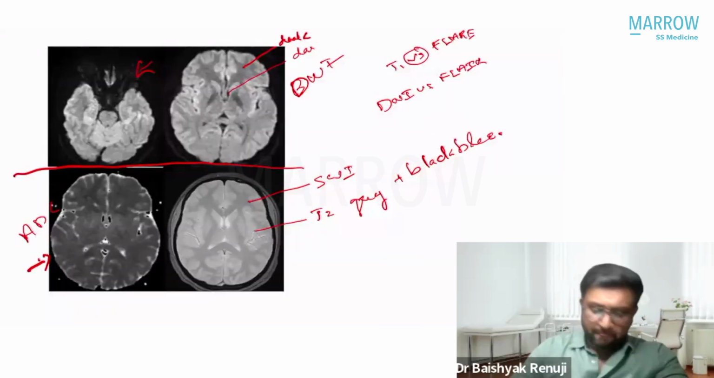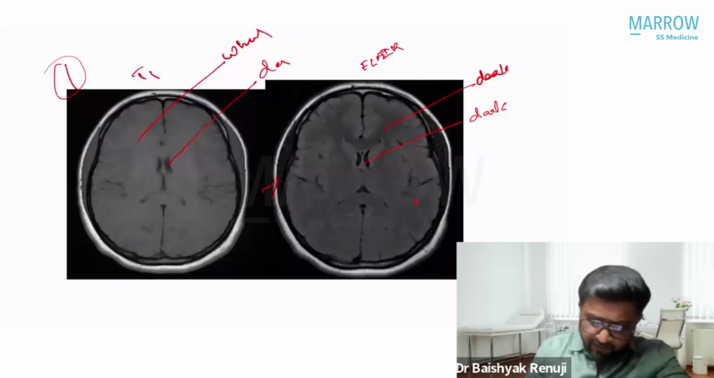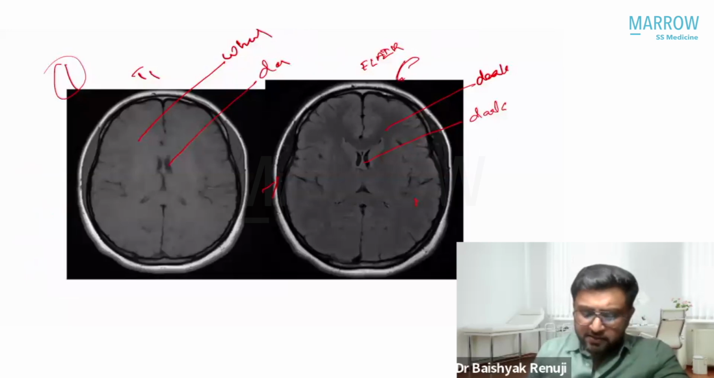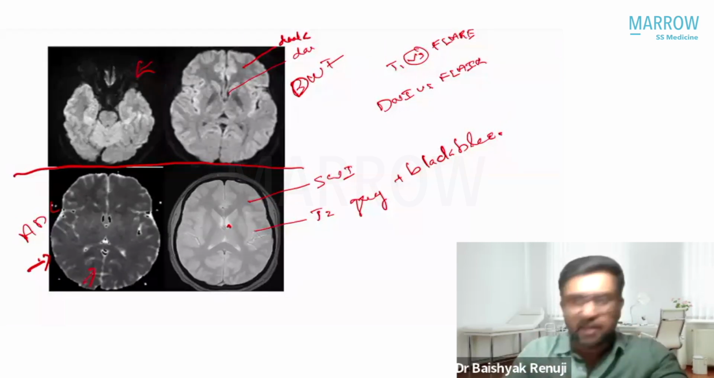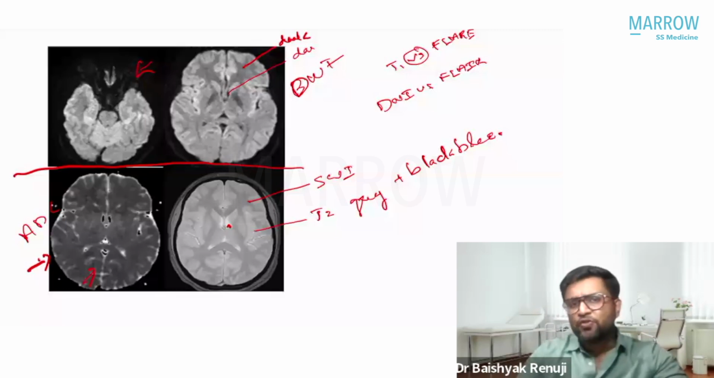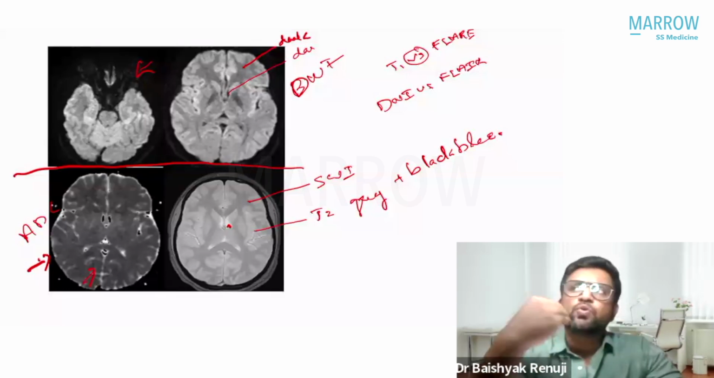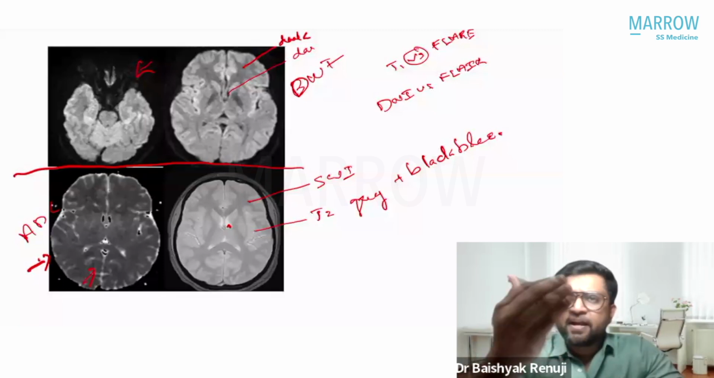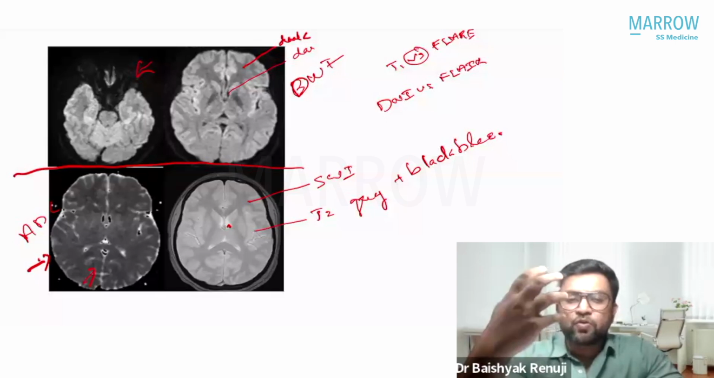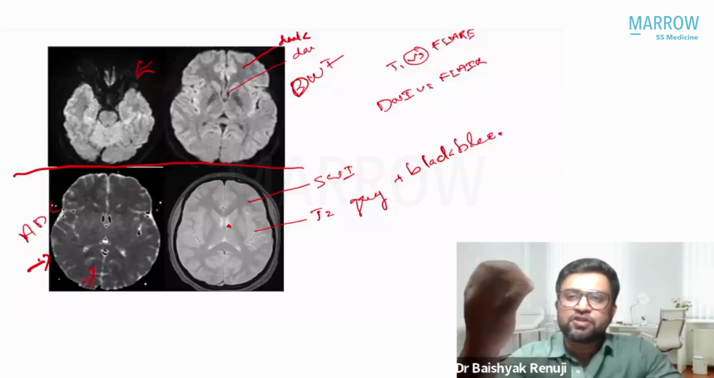So you see here, this is a FLAIR image. In a FLAIR image, the CSF is dark. Here, in the ADC, the CSF is bright. ADC is the apparent diffusion coefficient. You use this to find out the diffusivity of hydrogen. The FLAIR and diffusion, diffusion and ADC both work on this principle: the hydrogen molecule, whether it is diffusing or not.